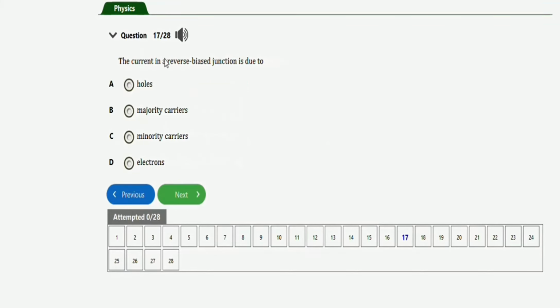It says the current in a reverse bias junction is due to, we have holes, majority carriers, minority carriers, electrons. So since it's reverse bias, it is due to minority carriers. The next question will be this one. It says a diode is not used for option A, amplification, regulation, detection, instrument protection. So the right option is option A, which is amplification. The diode is not used for amplification.